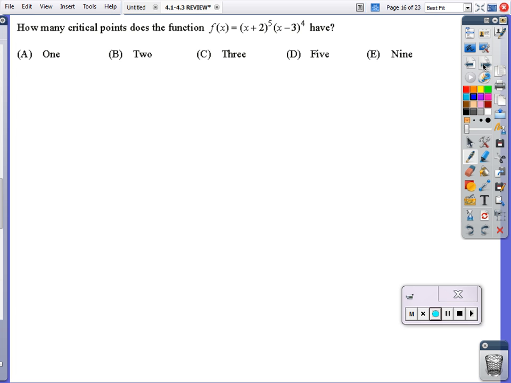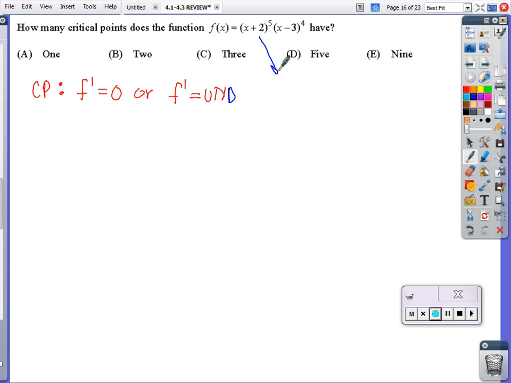I chose this one because it had a nice product and chain in there. A critical point is when f prime is equal to 0 or f prime is equal to undefined. So the key is to find f prime. Actually, let's back up a little bit. Let's take the time to find the derivative of the pieces.